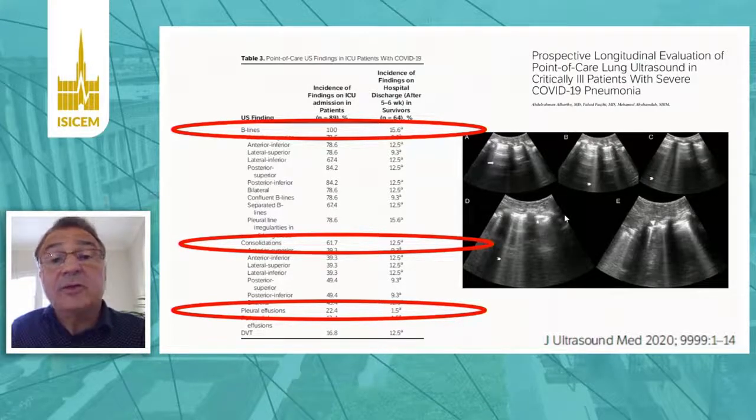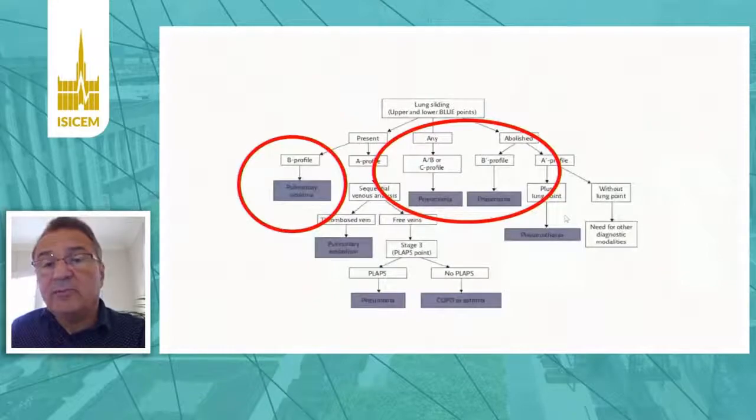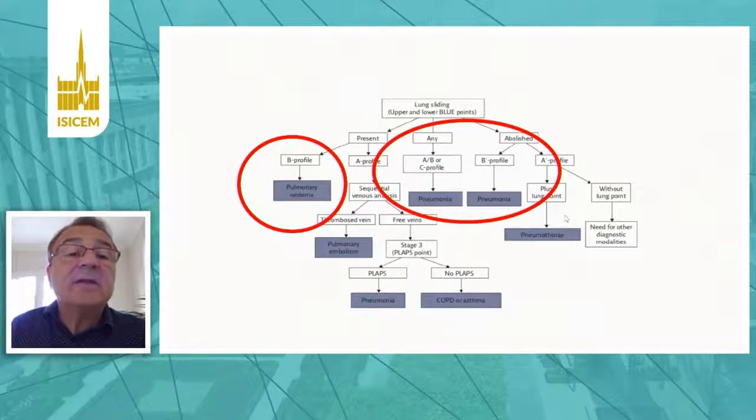So it means that in half of patients with COVID-19 pneumonia, we get bilateral B lines, as was well demonstrated by a few studies and by our studies. And then it means that if we have the B profile, we may conclude that it is pulmonary edema and have a wrong diagnosis, because the A and B profile is very rare in COVID-19 pneumonia, and the abolition of lung sliding is very rare as well.